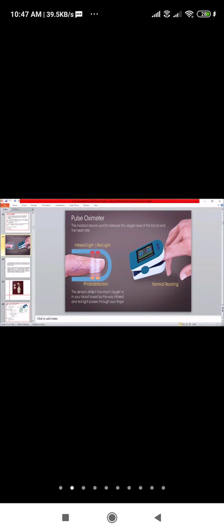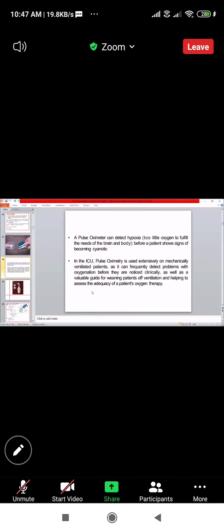Through infrared light or red light, you have photo detectors. The sensor detects how much oxygen is in your blood based on the way infrared and red light pass through your finger. So you can get hypoxia, that is, too little oxygen to fulfill the needs of the brain and body.